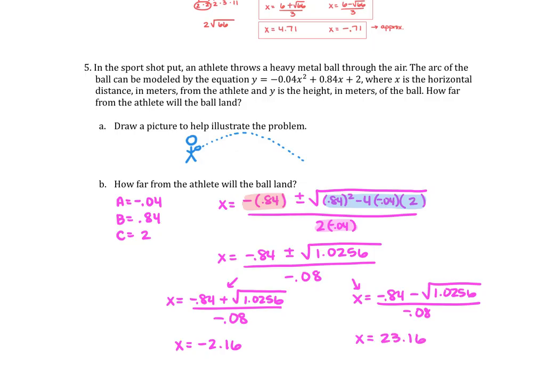23.16. Now I want you to think about this. It does not make sense to have negative distance or negative time. So therefore, this answer doesn't make sense. That's basically the shot put where it would have ended if it went back this way. Well, that's not what I'm looking for. I'm looking for where is it going to end on the ground in front of him. That is going to be that second answer of 23.16 meters.